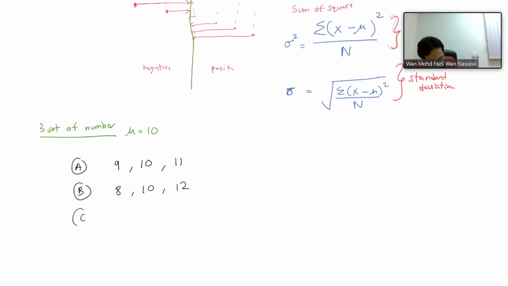If I go to the third set, let's say I put 7, 10, and then maybe we put it farther. Let's say I put it even farther: 5, 10, 15. All these three sets will give mu equal to 10, the average.